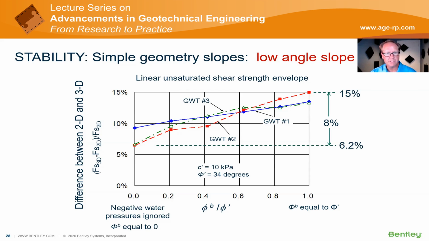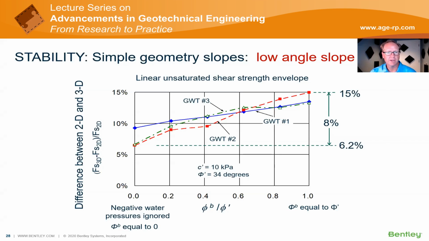And so in this case, on the lower axis, we have phi b divided by phi prime. So in other words, phi b is 0 over on the left-hand side. And what this means on the left-hand side is we're modeling it as a saturated case only. We're only considering phi prime. On the right-hand side, on the far right of the graph, where the horizontal axis is 1.0, we are considering that phi b is equal to phi prime. So in other words, soil suction contributes as much to the strength as net normal stress.